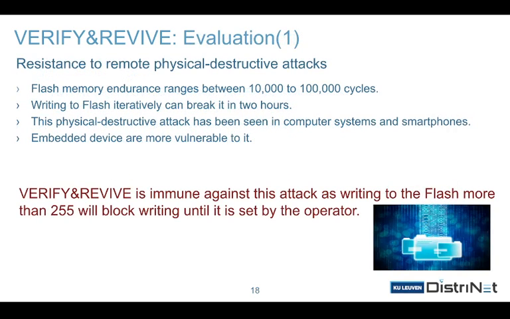In terms of evaluation, one of the unique features of Verify and Revive is that it is resistant to remote physical destructive attacks that target wearing of the flash memory. The counter CT is designed to be an 8-bit counter, so after 255 invocations for writing, it will not be set again until the operator allows this. So he would have some knowledge about what's going on in the device itself in order to prevent such kind of attacks. And by the way, those attacks have been already seen in computer systems and smartphones as well.